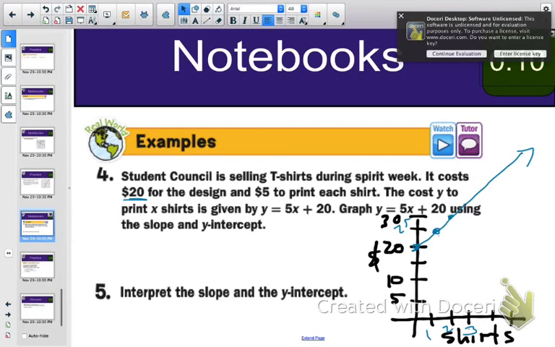Okay, and that is your line. So you start with the y-intercept, then use the slope to get to the next point. And you can keep using the slope to keep finding more and more points. The more you find, the easier it's going to be to draw your line.